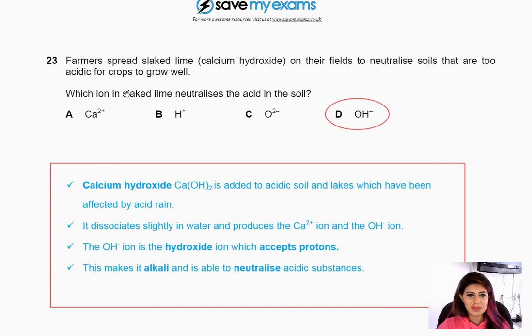Even if you didn't understand what the story is about, remember, acid is H+, and to neutralize H+, we need OH-. If we have OH-, to neutralize it, we need H+. Just remember this.